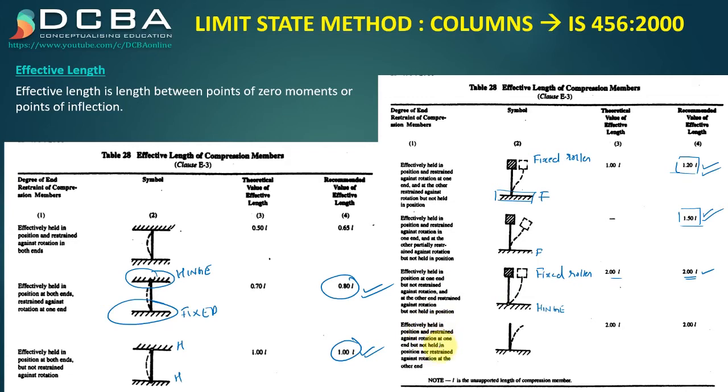The last one, effectively held in position and restrained against rotation at one end. So this is fixed, but not held in position nor restrained against rotation at the other end. This is free. So this last case is nothing but your cantilever. And for cantilever the theoretical value is 2 times L. The recommended value is also 2 times L. Fine. So these are all the cases that you have to remember.